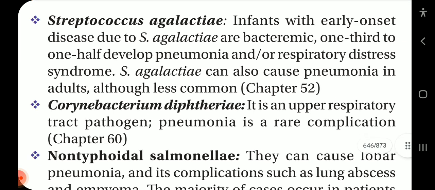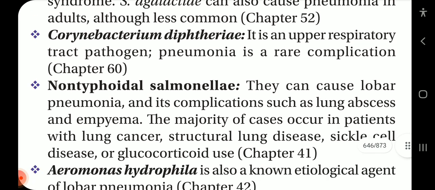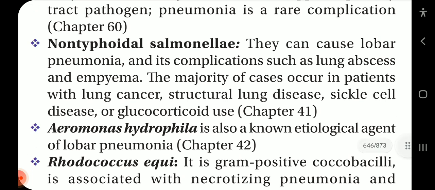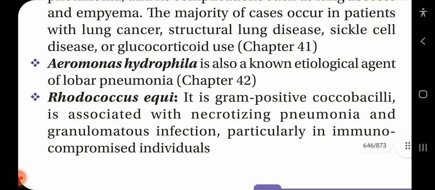Streptococcus agalactiae: infants with early onset disease due to Streptococcus agalactiae are bacteremic. One third to one half develop pneumonia and/or respiratory distress syndrome. Streptococcus agalactiae can also cause pneumonia in adults, though less commonly. Corynebacterium diphtheriae is an upper respiratory tract pathogen where pneumonia is a rare complication. Non-typhoidal Salmonella can cause lobar pneumonia and its complications such as lung abscess and empyema. The majority of cases occur in patients with lung cancer, structural lung disease, sickle cell disease, or glucocorticoid use.